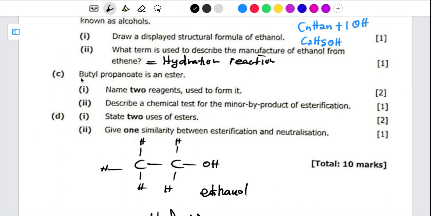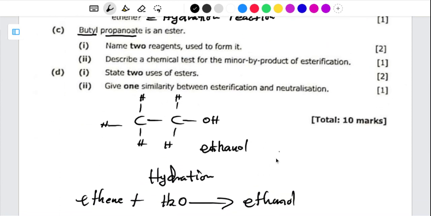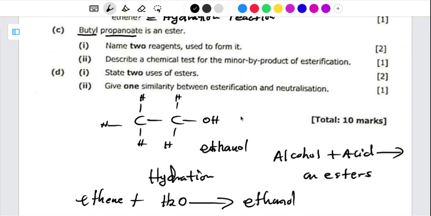So remember, here we have butyl propanoate. For an ester to be formed, you have to react an alcohol plus an acid. Then you're going to form an ester. So ester is formed from the process of esterification. During the process of esterification, an ester is going to be produced plus water is also going to be formed. So that is one thing that you have to understand here.